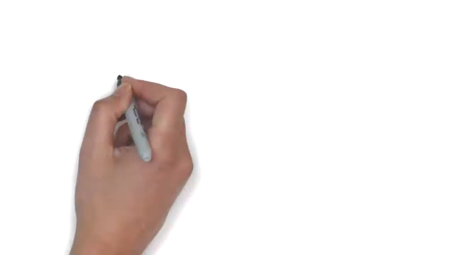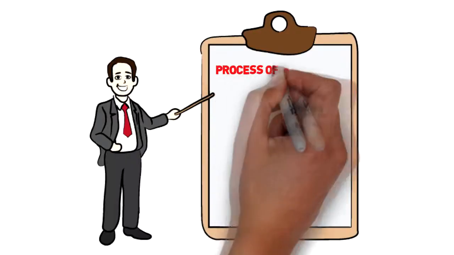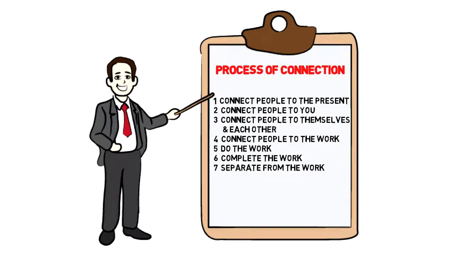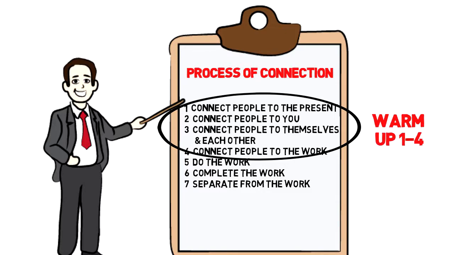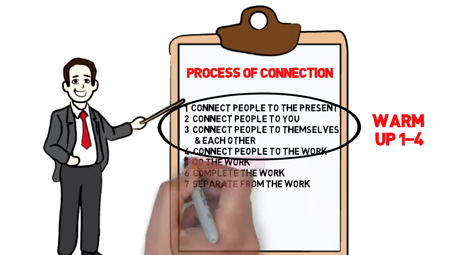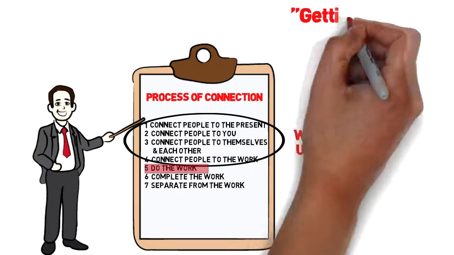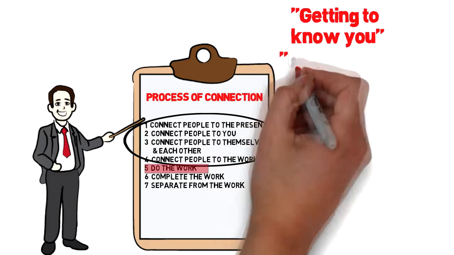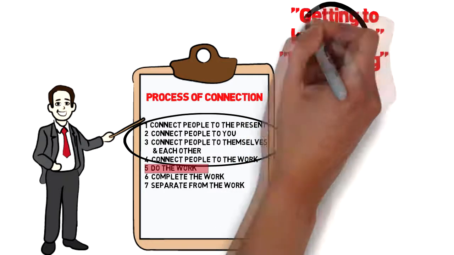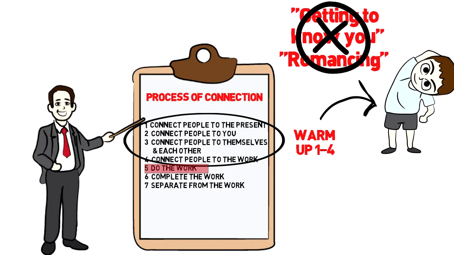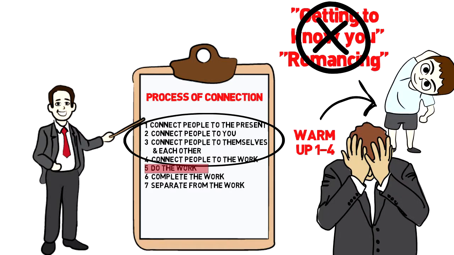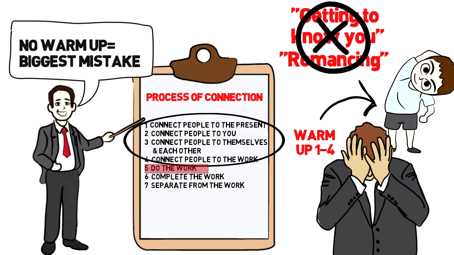In the process of connection, there are 7 steps to follow, and in our example, you ignored all of the warm-up steps and went directly to step number 5, called do the work. There was no time at all spent asking questions about how he was doing or getting to know you. At work, it's called building relationship, and in a dating situation, it's called romancing. In the process of connection, we call this the warm-up, and ignoring the warm-up process is the single biggest mistake that most people make.